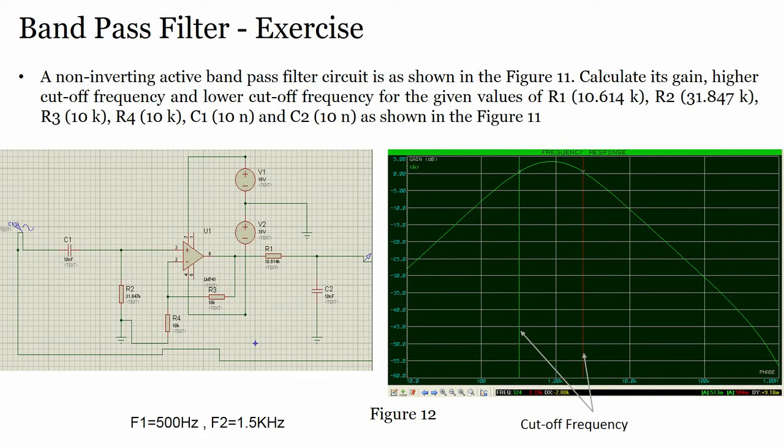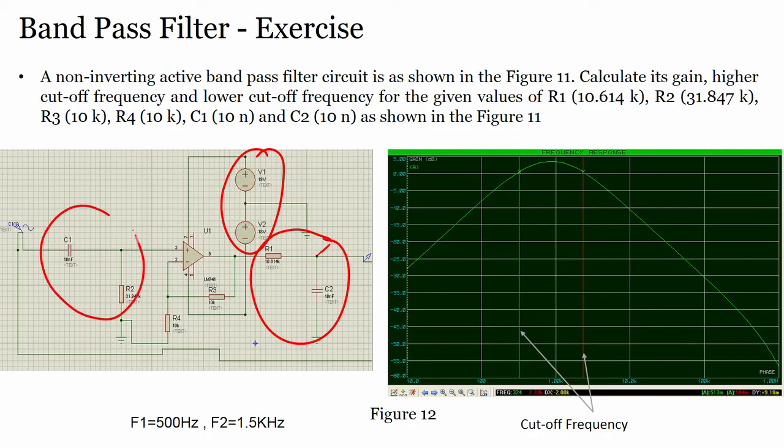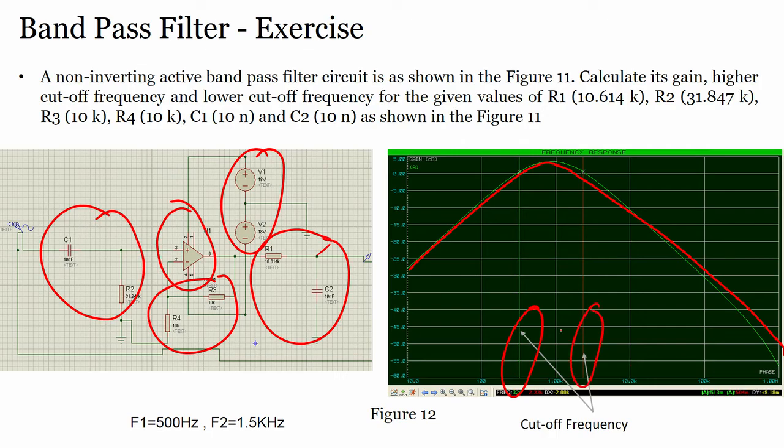Now, this is an exercise, and again you can use PSpice. We have a non-inverting active band pass filter as shown here. You can see the bias voltage. You are looking at the low pass filter, the high pass filter, and the non-inverting amplifier here. When we use this, you will get a curve like this. You have to find what is Fh and what is Fl, what is this frequency and what is this frequency. This will be at minus 3 dB.